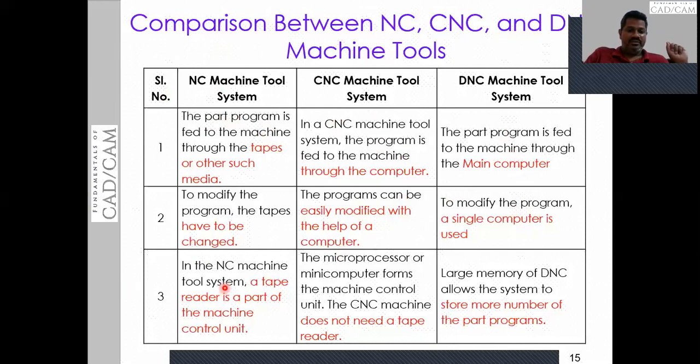Then the third and important difference is that a tape reader is part of the machine tool in the case of NC machine tool. The tape reader is part of the machine control unit, but here you don't need the tape reader at all in the case of CNC and DNC. In the case of CNC, we have a specific computer connected to the NC machine, so the microcontroller and microprocessor are going to read the program. Then DNC has a large memory, which allows the system to store more part programs, of course.